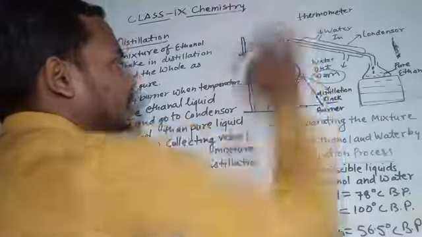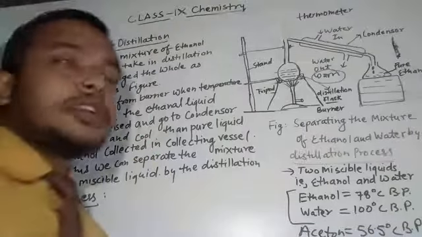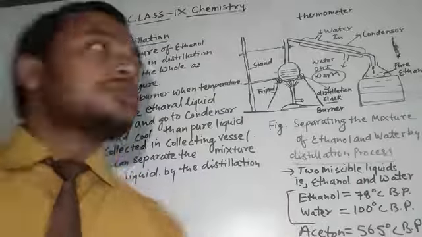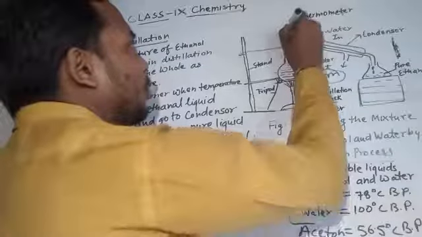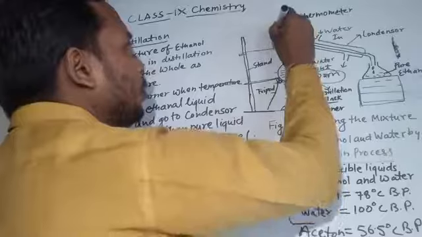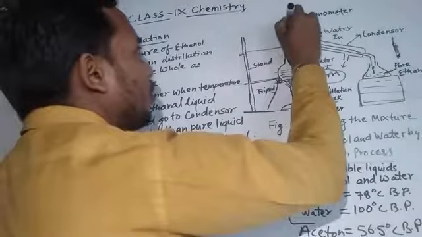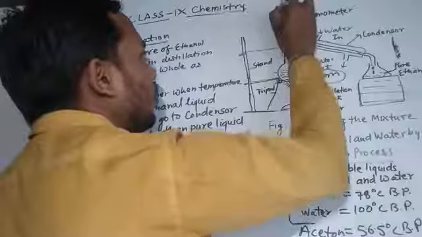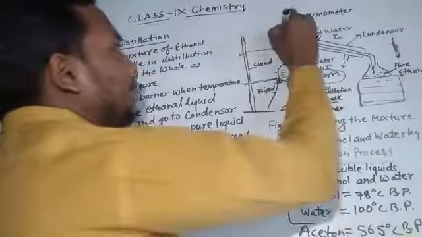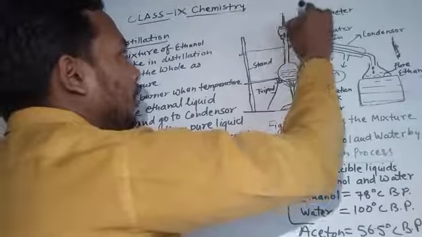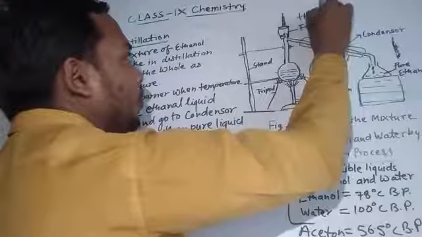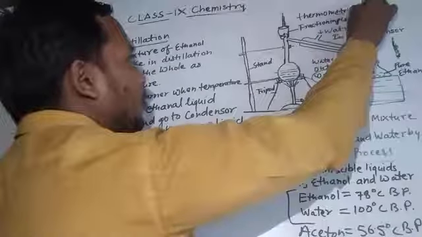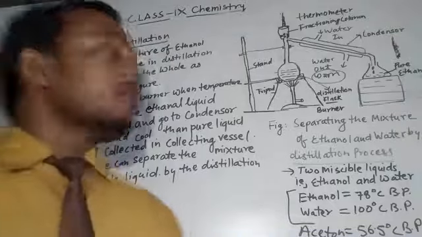That is fractional distillation. The fractional distillation is done when the mixture contains more than 2 liquids. So it uses a fractioning column.